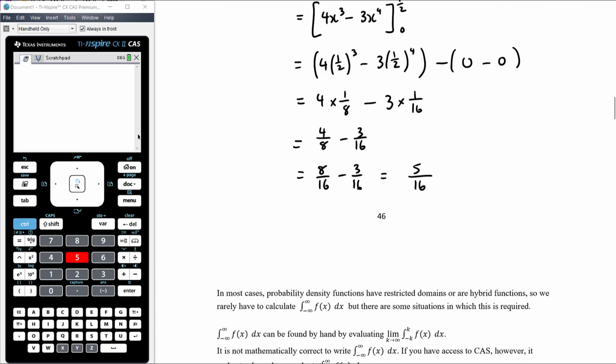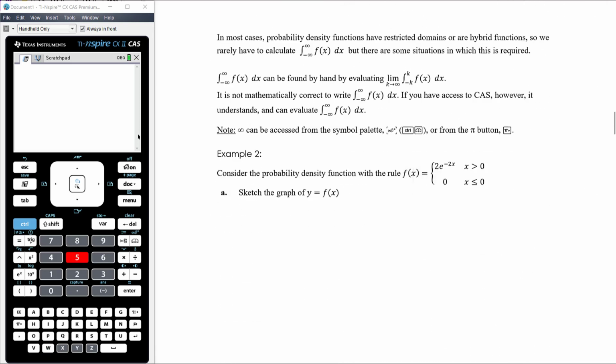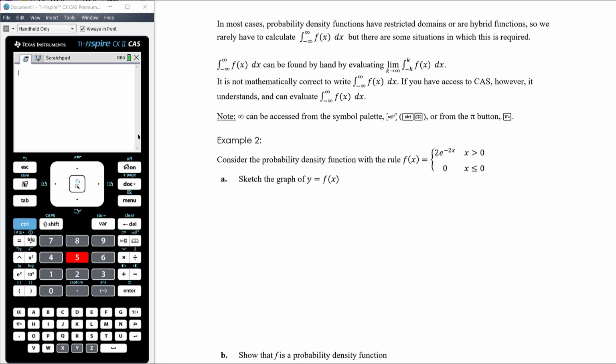Okay, so in most cases, probability density functions have restricted domains or are hybrid functions like what we just saw there. So we rarely technically have to calculate an integral from negative infinity to infinity, but there are some situations where this is required. And we can actually find an integral from negative infinity to infinity by taking a limit. Since it's not possible to actually sub infinity into something, we instead look at integrating from negative k to k and taking the limit as k approaches infinity, which is how we would do that mathematically.